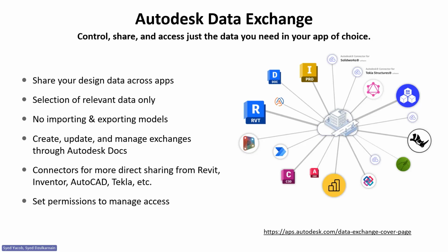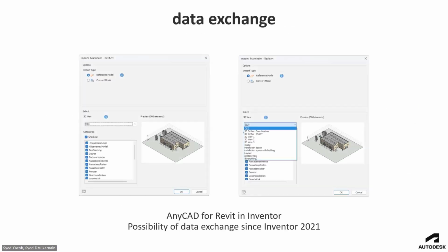So file formats, there are a lot of file formats and connectors. Okay, so on the left-hand side, we have Revit. We want to import the Revit file. We can specify the area. So what is the area? What is the view that we want? And you get it for Revit.